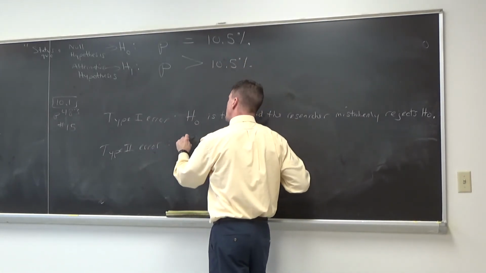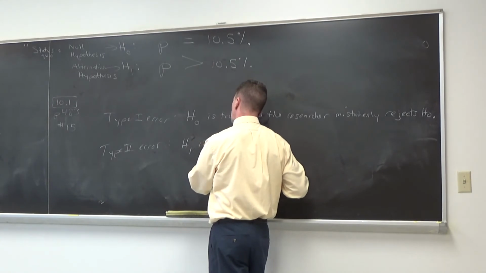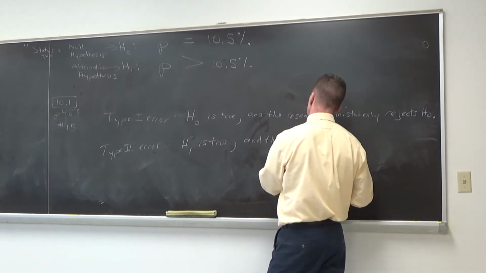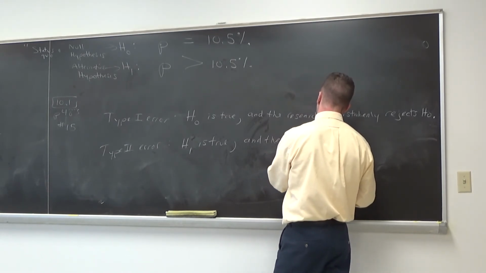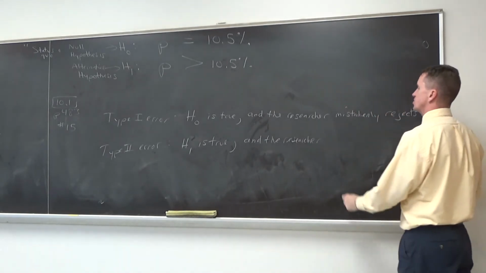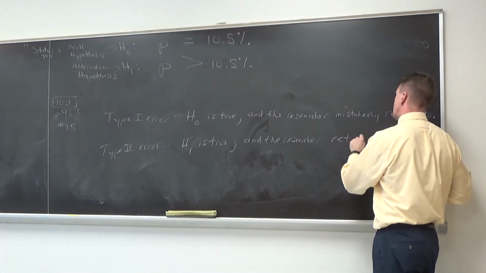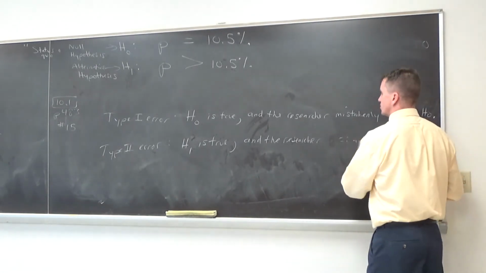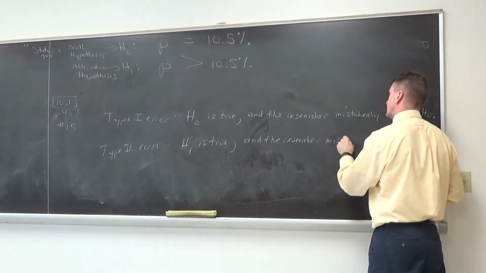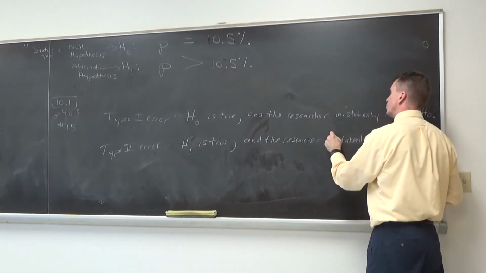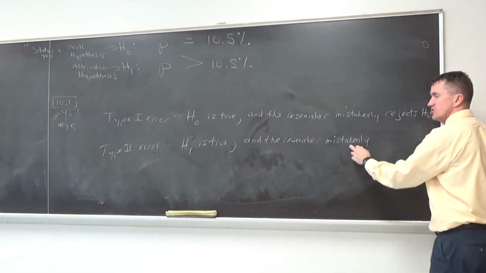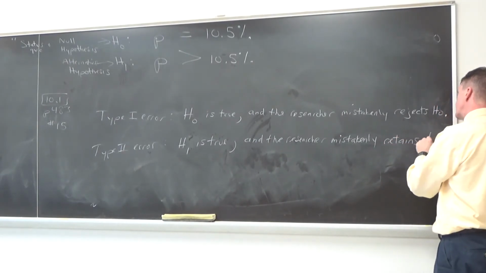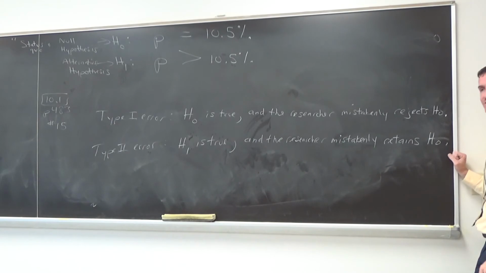This is the opposite. This is when the H1 is true, which is the alternative hypothesis, and the researcher, I'm going to put a word, everyone, and then I'm going to change it, okay? The researcher retains. The H1 is true, and the researcher, remember, makes a mistake, so I'm going to write mistakenly. H1 is true, and the researcher mistakenly retains the H sub 0, the H not.